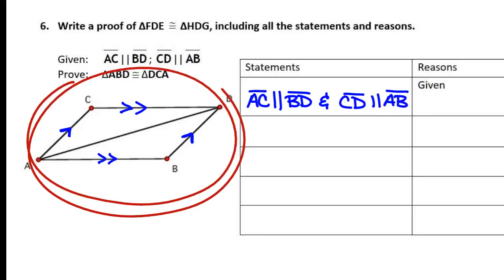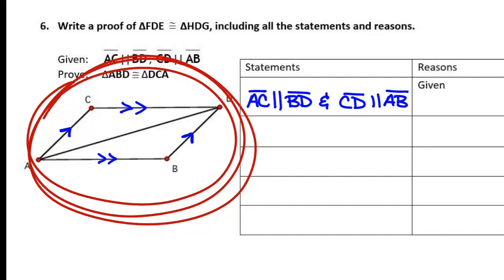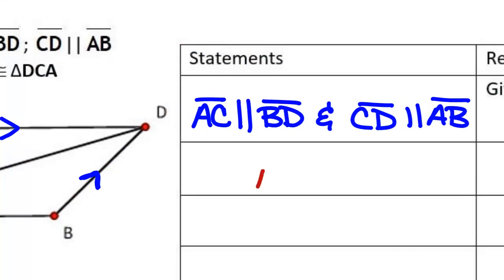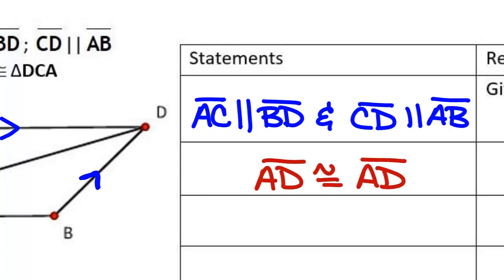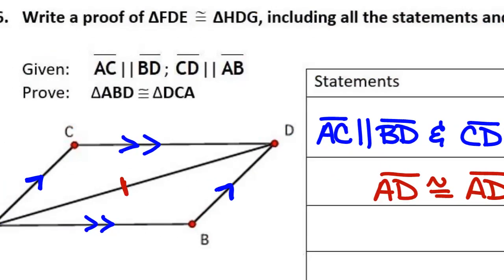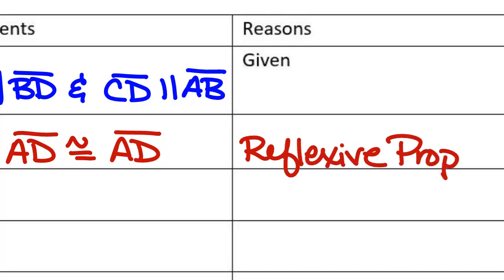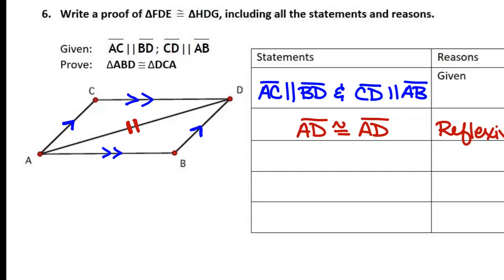Is there anything in this picture that I'm allowed to mark without being told? Would you say AD is AD? AD is congruent to AD. That's that shared side right here. What reason can I use to say a shared side is congruent to itself? Reflexive property. All right, now I have to use that given information.